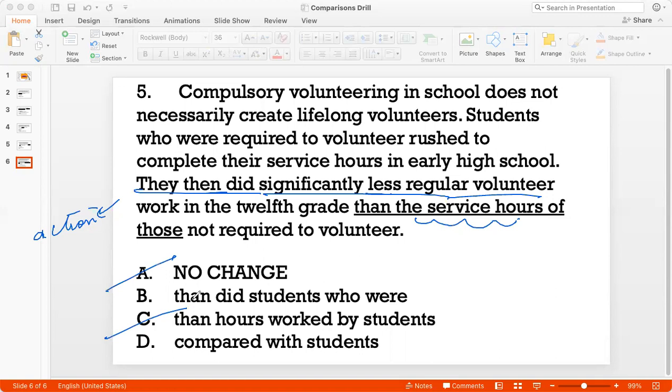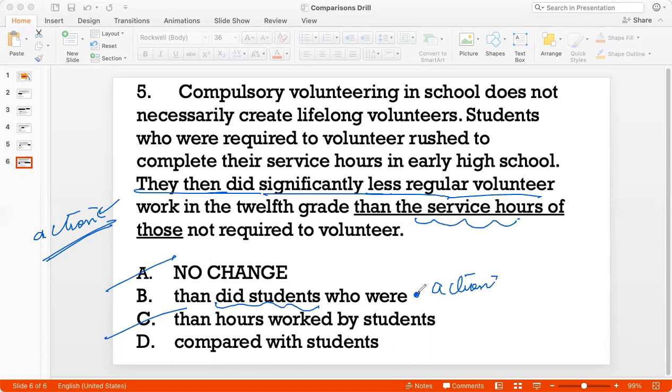Now, in option B, I'm saying, so they is the group that was forced to volunteer. That group did significantly less regular volunteer work in the 12th grade than did students who were. And this than did students who were makes sense because this also is an action which is kind of analogous to the action that my sentence had. And so it creates a comparison, or rather it avoids a comparison mismatch by including a comparison between two like things. So I like option B.